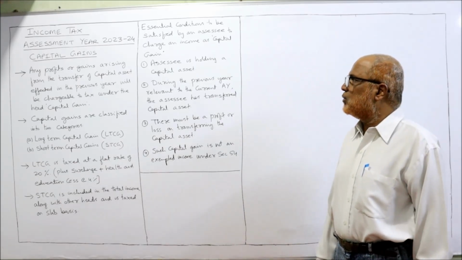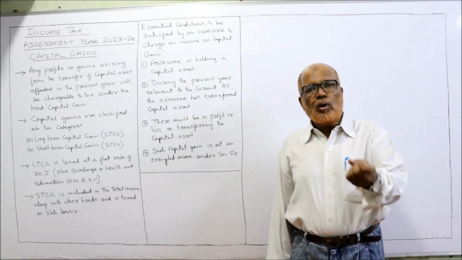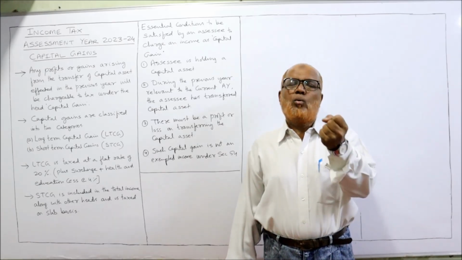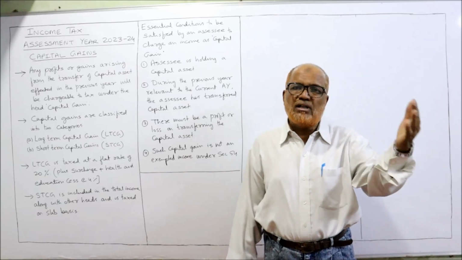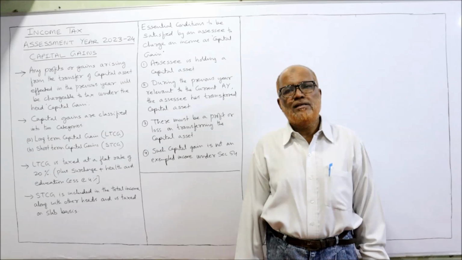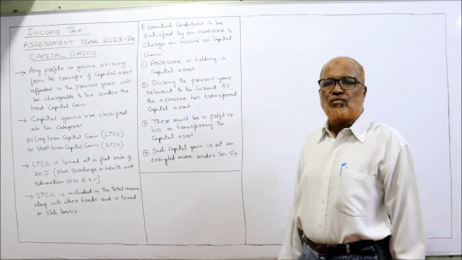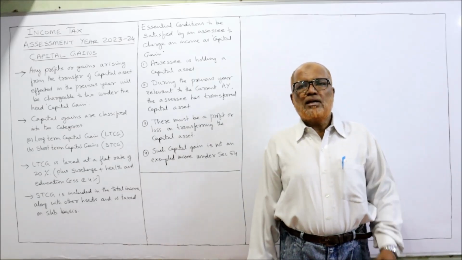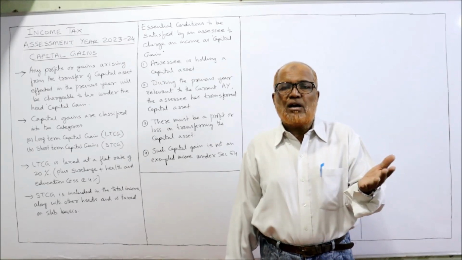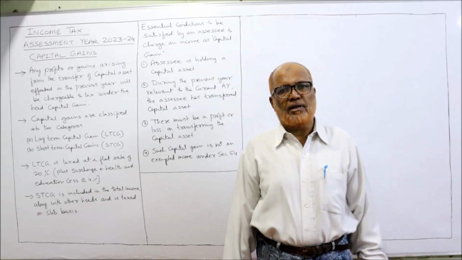During the previous year, relevant to the current assessment year, the assessee has transferred the capital asset. Only holding the capital asset does not attract tax. When the assessee has transferred the capital asset during the previous year, then only there is a tax liability on capital gain. There must be a profit or loss on transferring the capital asset. If there is profit, it is income from capital gain. If there is loss, there is a loss on capital gain.